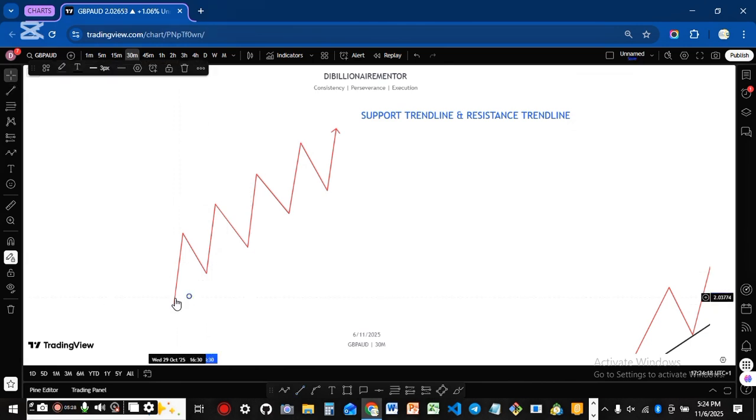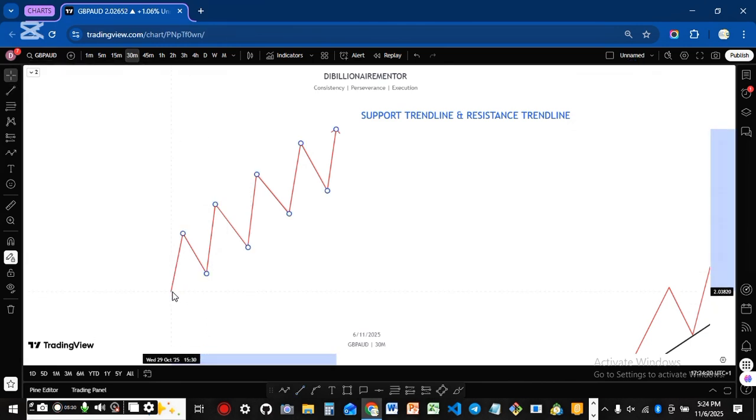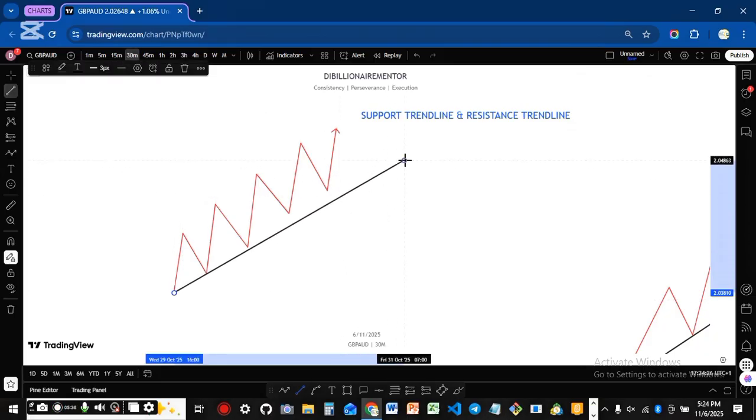You have this kind of price action. I'm just giving you guys this pattern, then later on, we go to the chart.